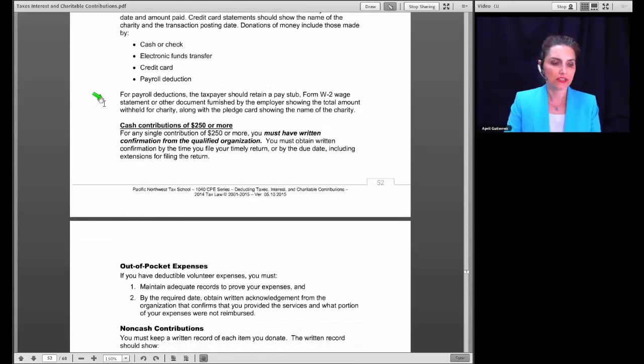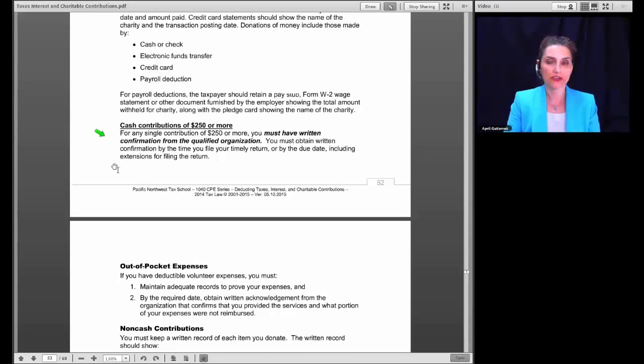For payroll deductions, the taxpayer should retain a pay stub, a Form W-2 wage statement, or other document furnished by the employer that shows the total amount withheld for charity, along with the pledge card showing the name of the charity. Well, on some W-2s I'll see box 14 where it might say United Way $200, and that tells me that particular employee made a donation to the United Way in the amount of $200, and I can claim it. But there's no requirement that the employer show on the W-2 the amount of payroll deduction that went to charity. So if an employee is saying that they made that contribution and the W-2 doesn't show it, then they would have to show a pay stub. You know, maybe the year-end pay stub will show the total contributions to charity, and you can go with that.